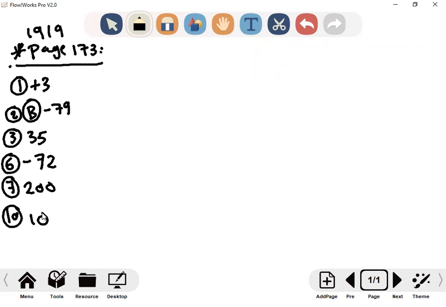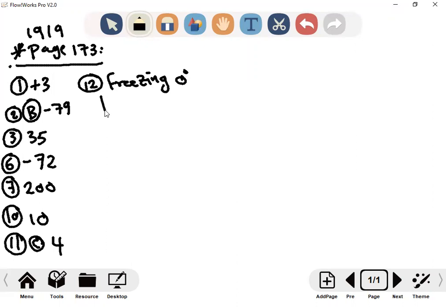Then 11, it is part C. The answer is 4. Then 12, we have a freezing point and we have boiling point. The freezing should be 0, right? And the boiling should be 100 degree. Else, that's all, right?